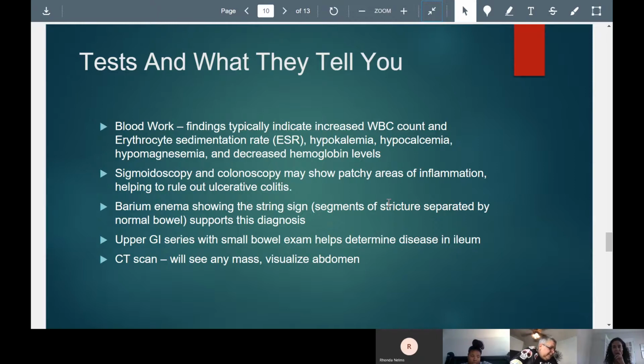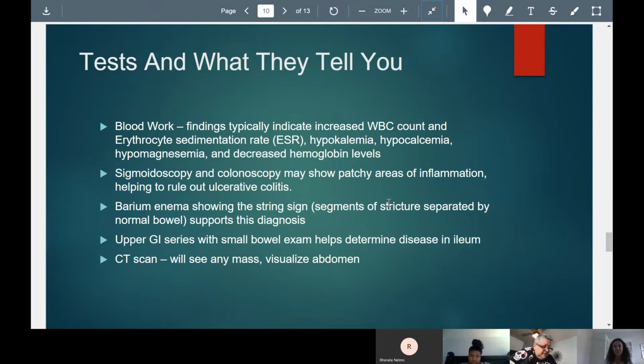A sigmoidoscopy and a colonoscopy may show patchy areas of inflammation, helping to rule out ulcerative colitis. So, like ulcerative colitis, like I said, they would be able to see that when they did it. They could do a barium enema showing the string sign, which would be like the strictures separated from the normal bowel, which would help support that diagnosis.